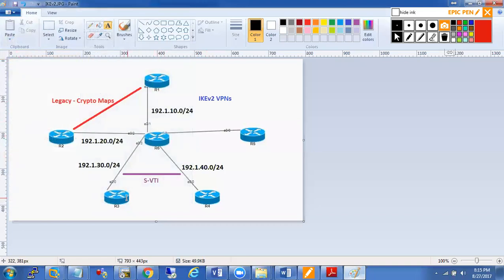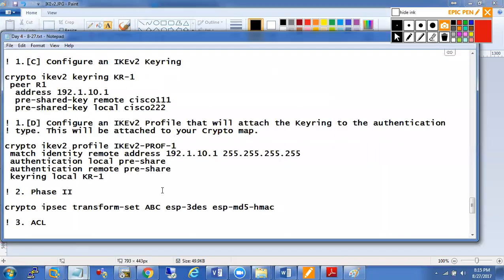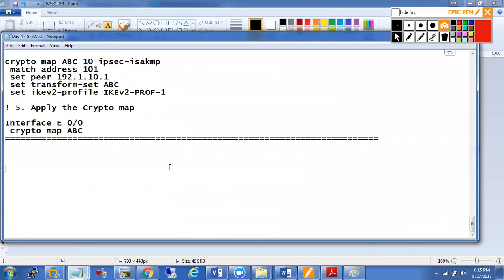Now the same thing I want to do for connecting R3 to R4, but I don't want to do crypto maps. I want to do an SVTI. There's a subtle difference in there, so I want you guys to see that. So this is IKEv2 using SVTI. Again, I'm going to do it on R3 and R4.